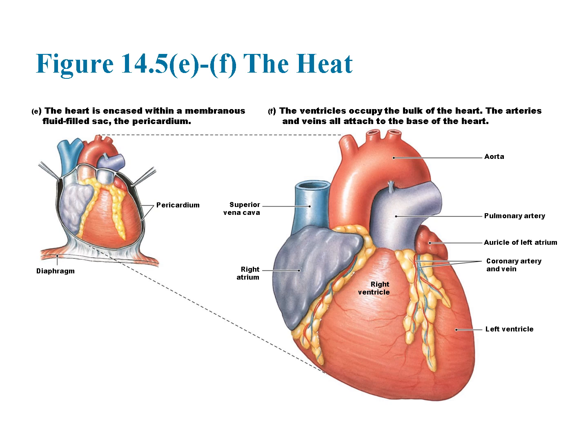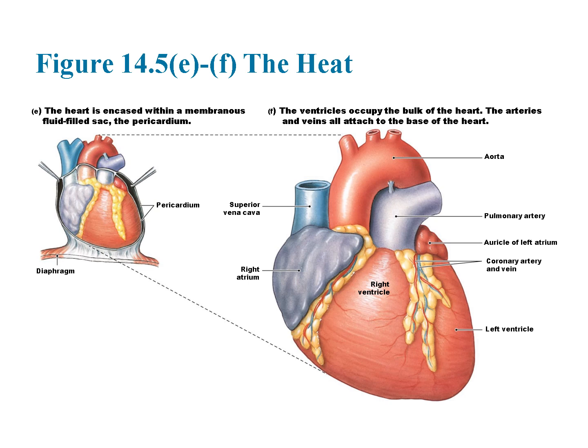In the detailed anatomical view, we see that the ventricles make up the bulk of the heart structure. These thick-walled chambers are responsible for pumping blood forcefully into the systemic and pulmonary circulations. Several major blood vessels attach to the base of the heart, ensuring the efficient transport of blood. The aorta, the body's largest artery, carries oxygenated blood from the left ventricle to the rest of the body. The pulmonary artery, in contrast, carries deoxygenated blood from the right ventricle to the lungs for gas exchange.